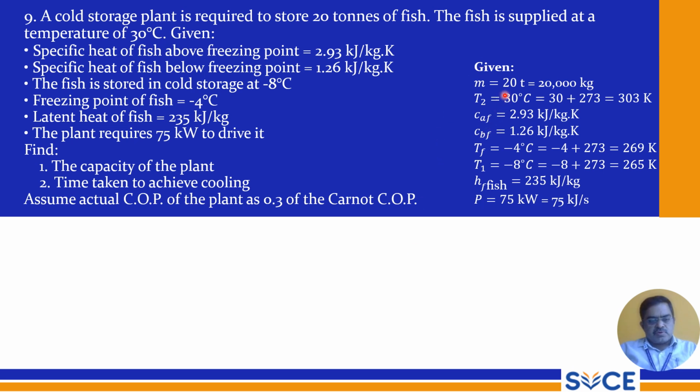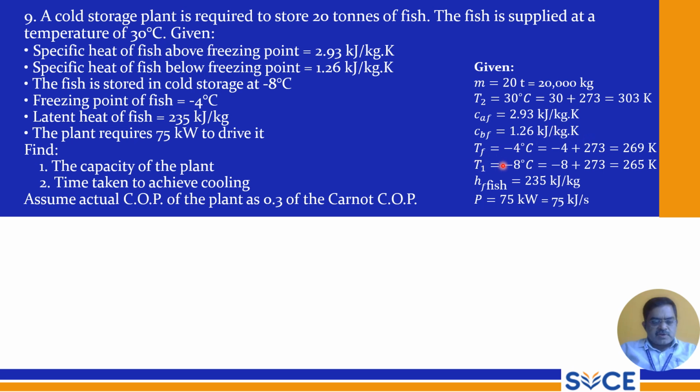M equal to 20 tons, so that is 20,000 kgs. T2 equal to 30°C, which is 30 plus 273, 303 Kelvin. CPF, the specific heat of fish above freezing point, is 2.93 kilojoules per kg Kelvin. Below the freezing point, it is 1.26 kilojoules per kg Kelvin.